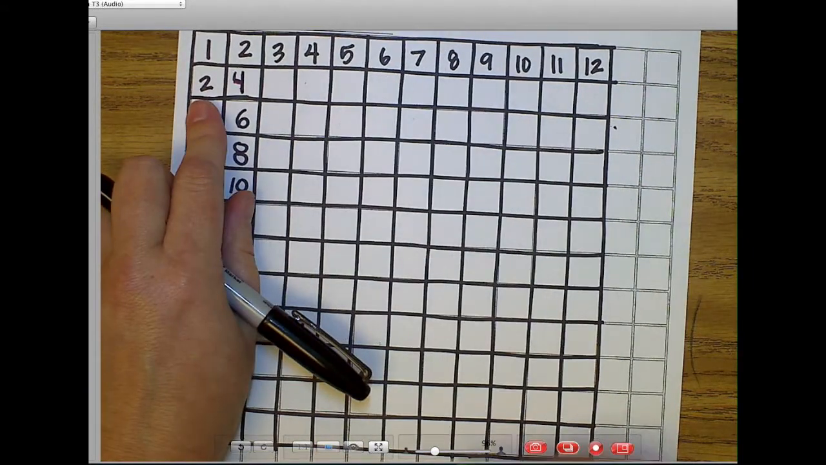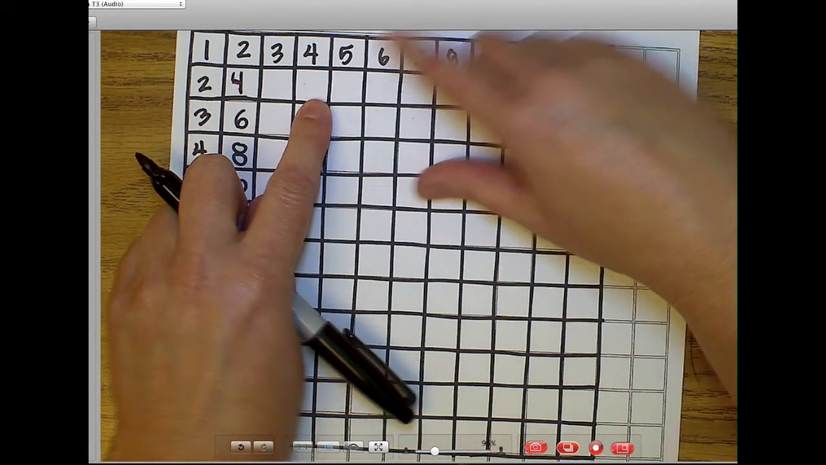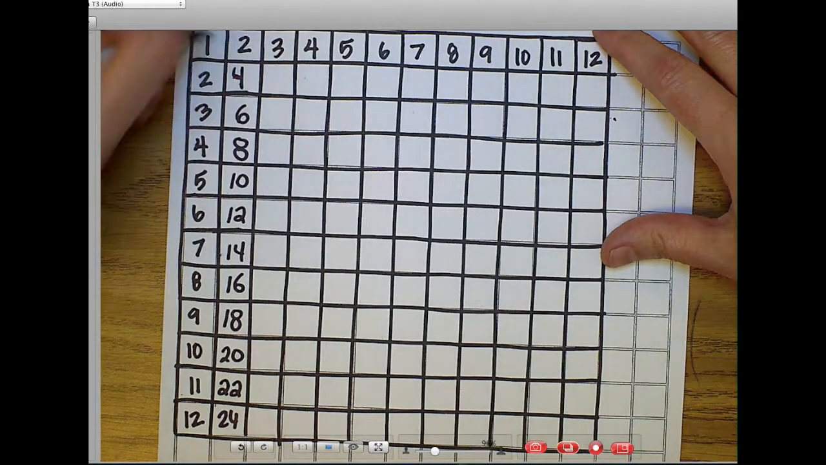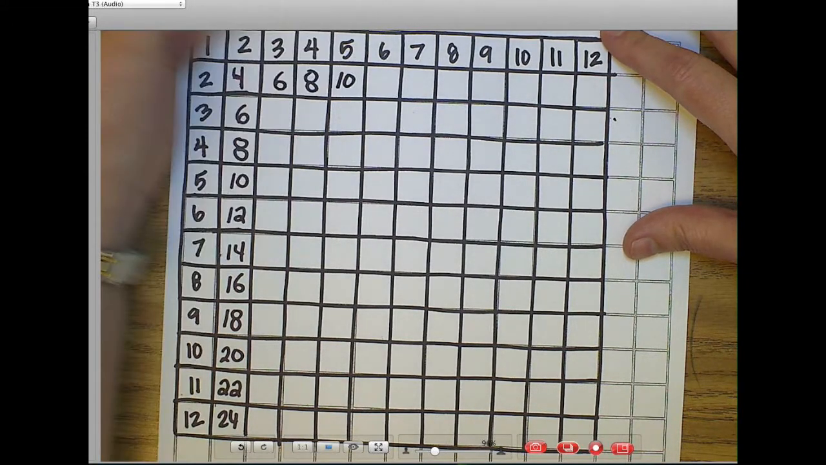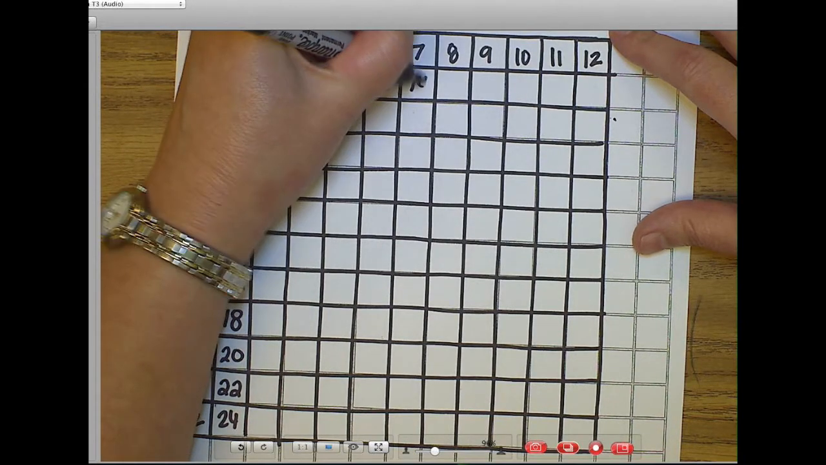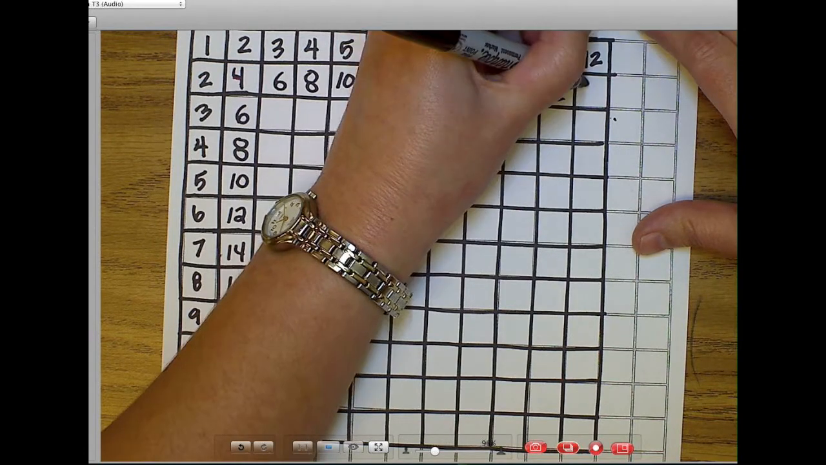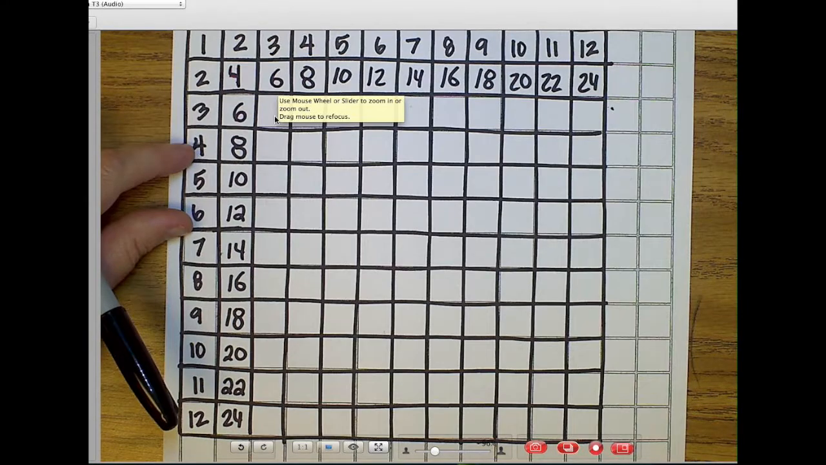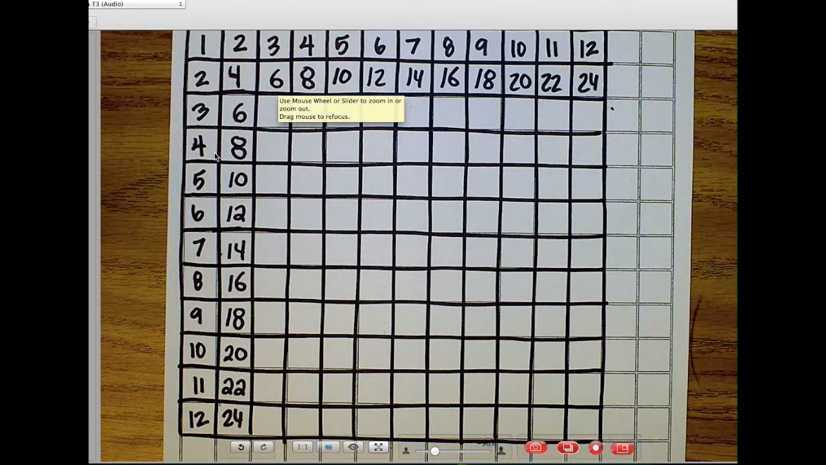Well, look at this row. 2 times 3 is? 2 times 4 is? 2 times 5? So what do you notice about the row going across? Exactly. So you just copy the numbers down again. 2, 4, 6. Okay, and then the next column, we're going to count by 3s, the next column and the next row. And then you'll do 4s, 5, 6, and so on.